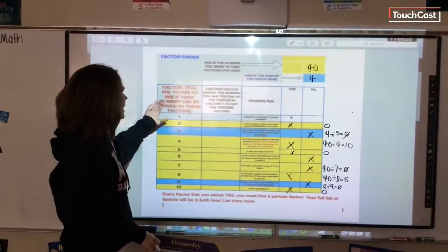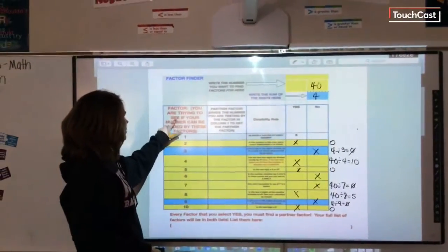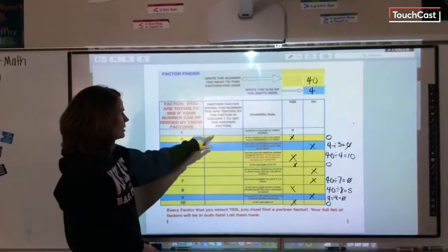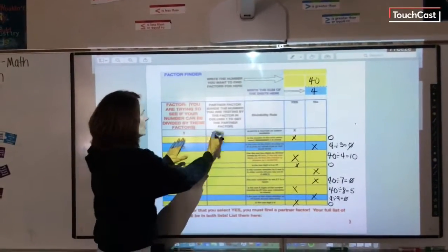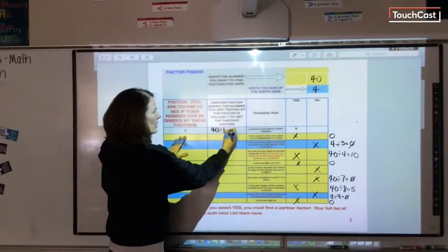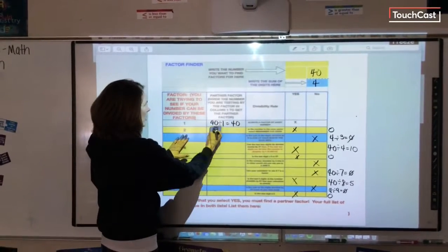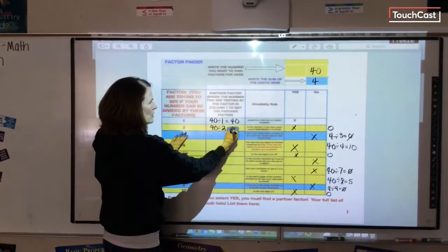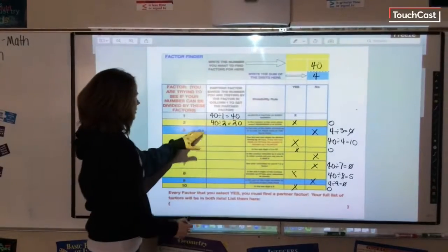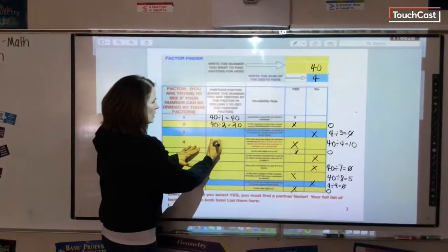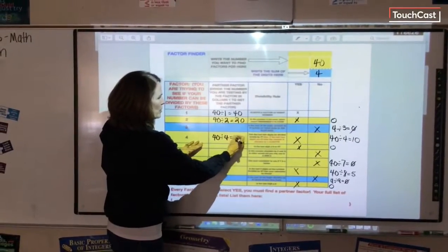Now we're going to go over and find the partner factor. So again, we're trying to see, for the ones we said yes, what their partner factors are. So 40 divided by 1 is 40. 40 divided by 2 is 20. We said no to 3, yes to 4. 40 divided by 4 is 10.